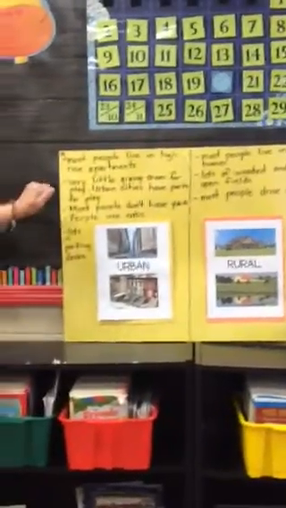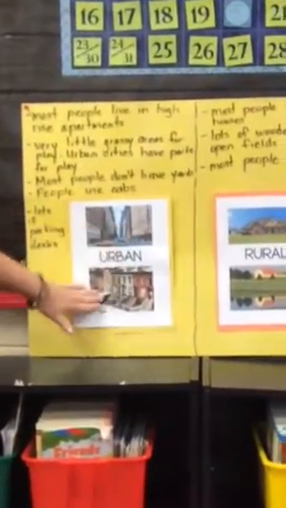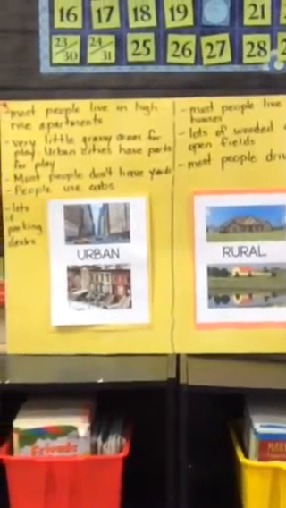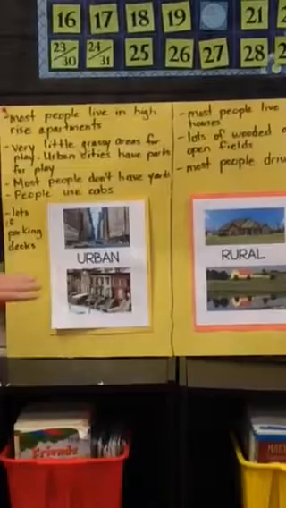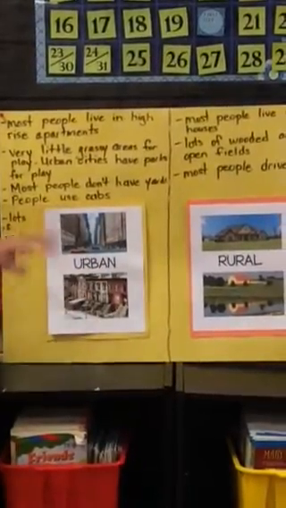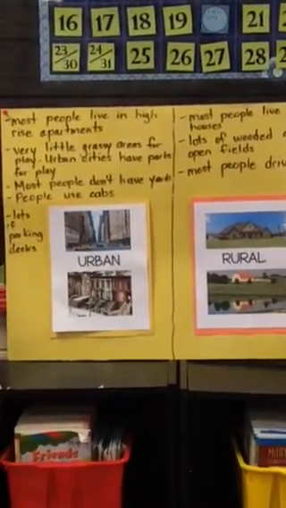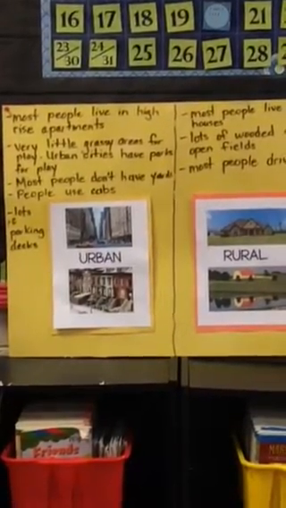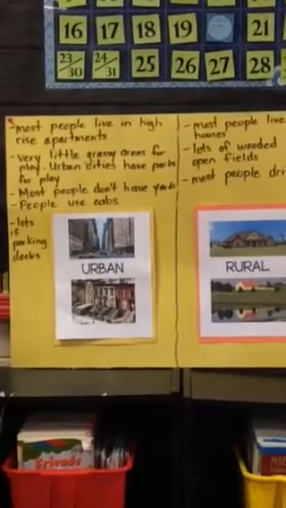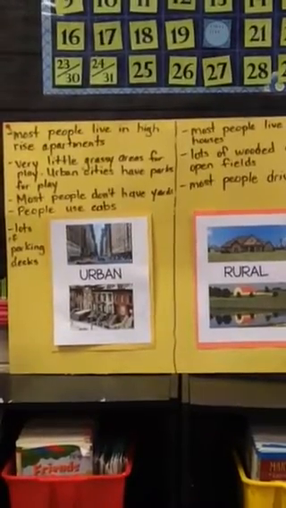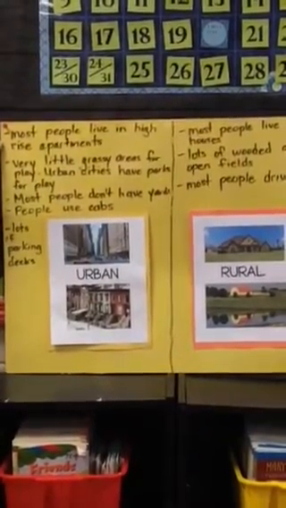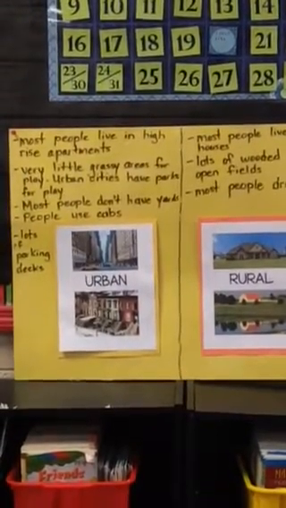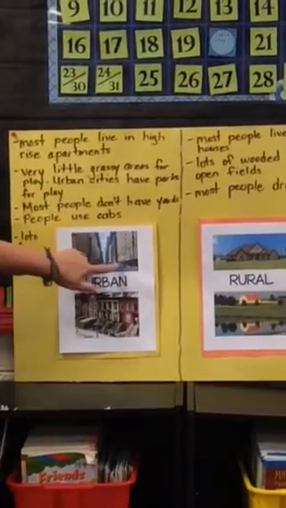Over here, urban. If you look at the pictures, they're extremely different than these pictures. One way that they're different is you don't see any land in any of these. No trees, no fields, no grass, because they are so populated, so many people in such a small space, that their life is completely different than ours. So most people live in high-rise apartments. You may live in an apartment, but look at how tall some of these are.